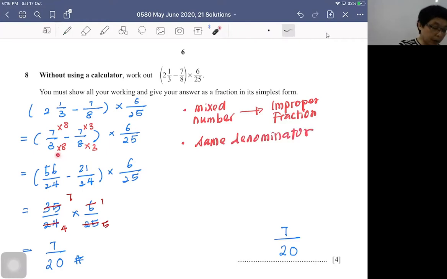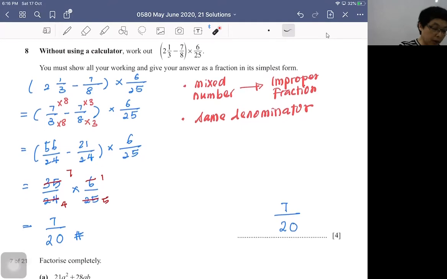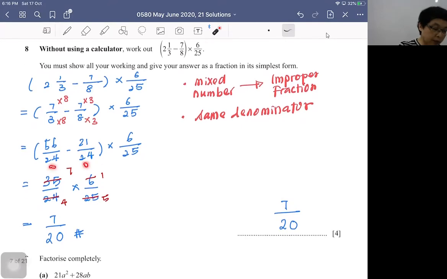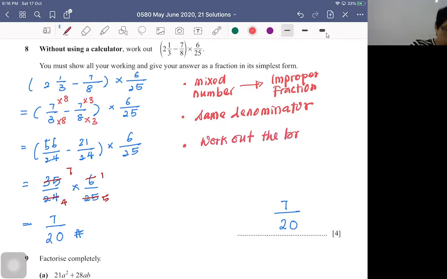We cross multiply the 3 and the 8, and then we multiply the same thing at the numerator. Now, both of them share the same denominator. Simplify them first, those in the bracket. That is the third point. Okay, work out the bracketed item first.